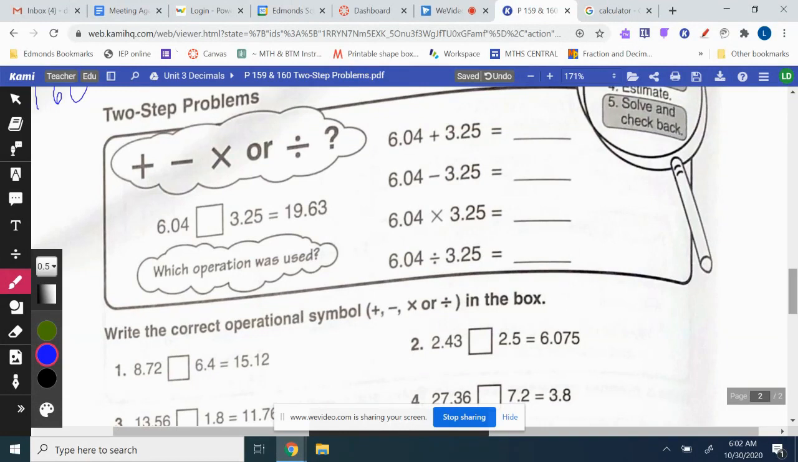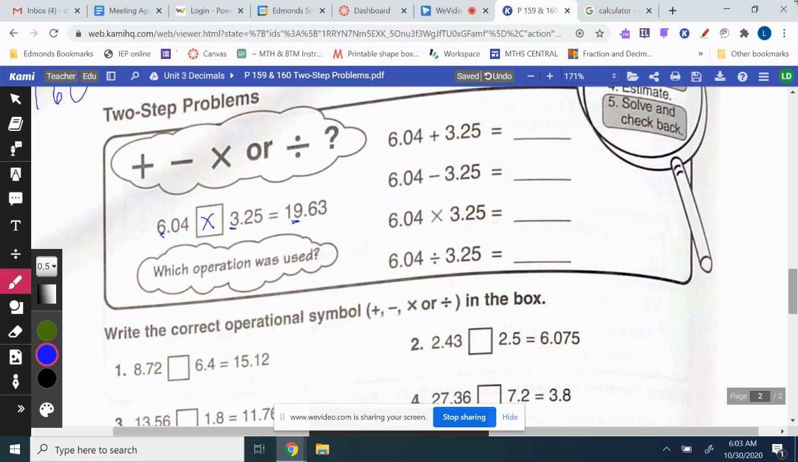They first want you to start thinking about what operation is going to go into this number sentence. And I see that I have a 6 and a 3, and I'm getting 19. And I'm trying to think, well, 6 plus 3 is 9. 6 minus 3 is 3. 6 times 3 is 18, and that's pretty close to that 19. And 6 divided by 3 is 2. So I'm going to say this is definitely multiplication.